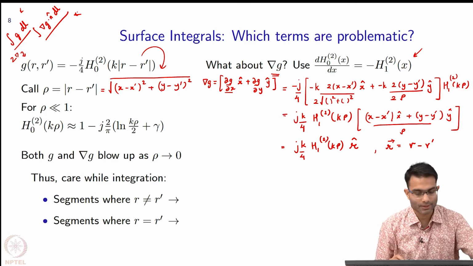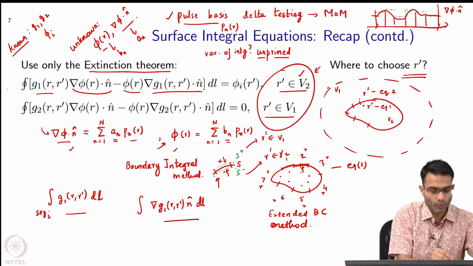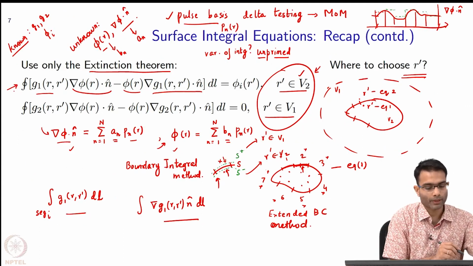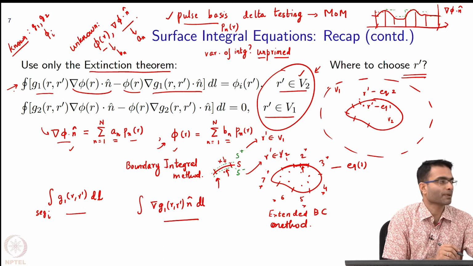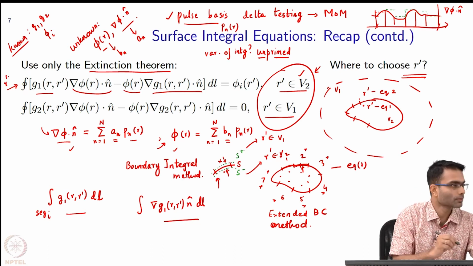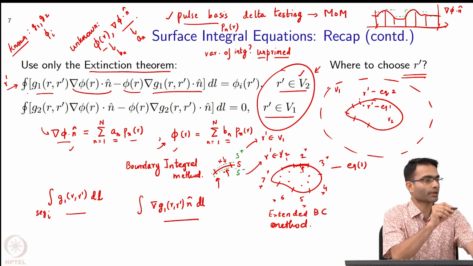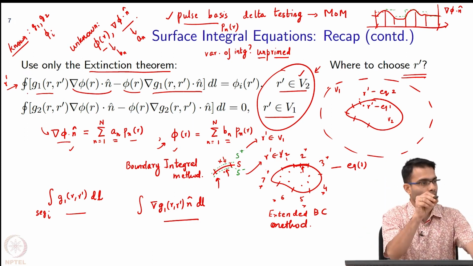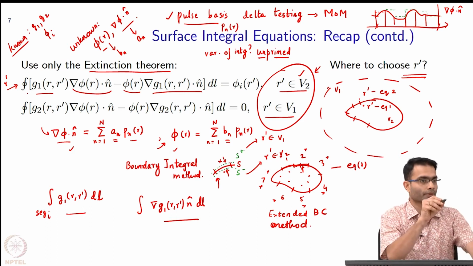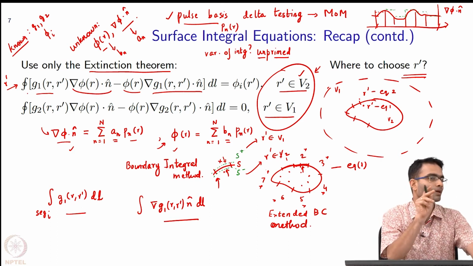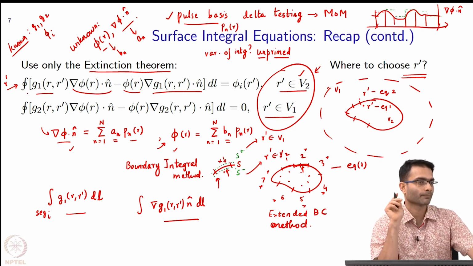Now, if we go back to this integration, what am I holding fixed? r prime is fixed. And where is r going? It is looping over the entire boundary. r prime is also on the boundary. So there will be at least one segment where r is going to be equal to r prime.